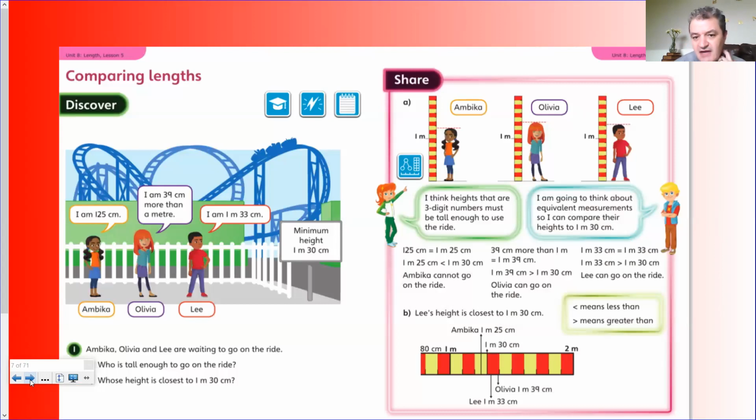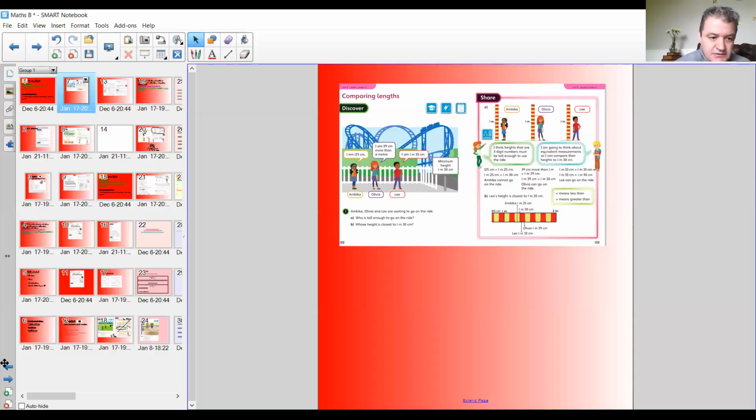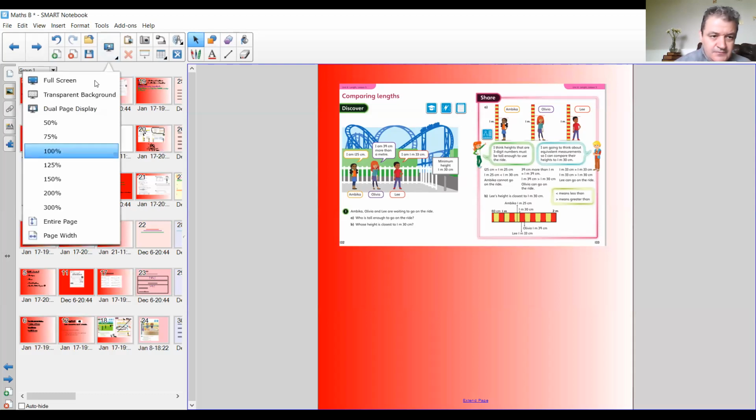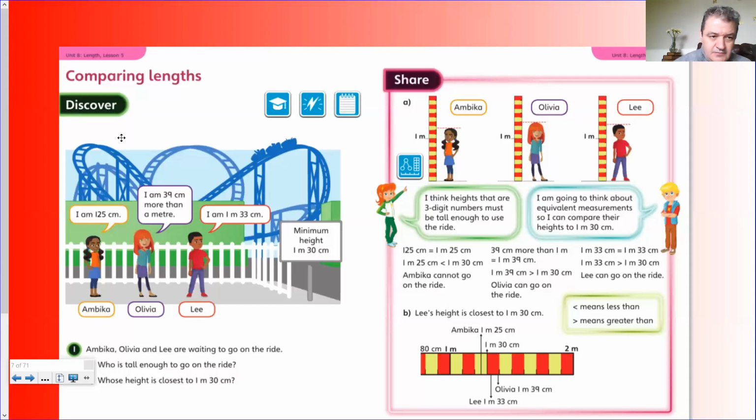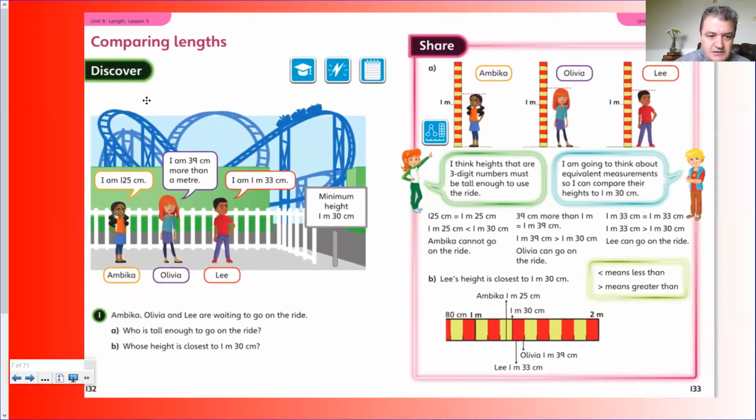Okay, so we're comparing lengths today. So let's have a look at the first question. We've got 3 people: Ambika, Olivia, and Lee. I think they're going on a roller coaster by the looks of it, and you've got to be 1 meter 30 to go on it. Let's see who is tall enough to go on the ride.